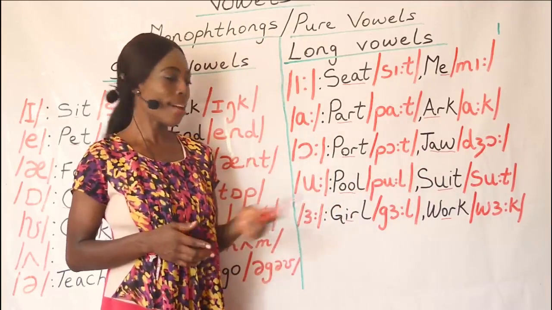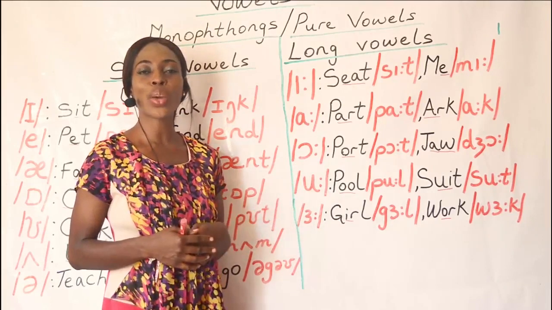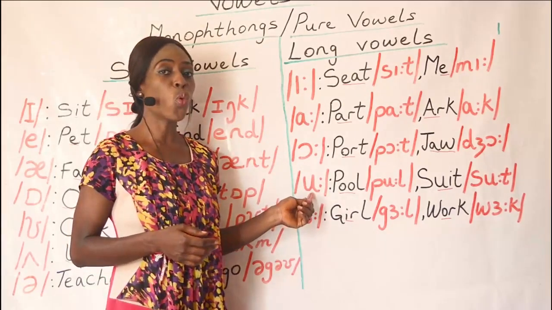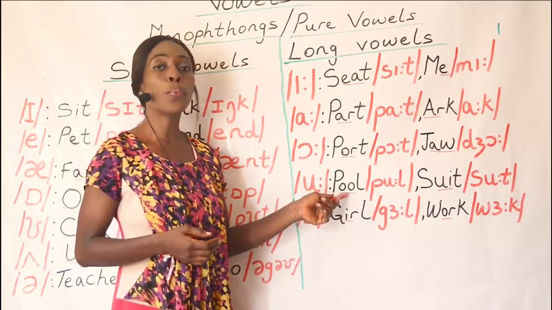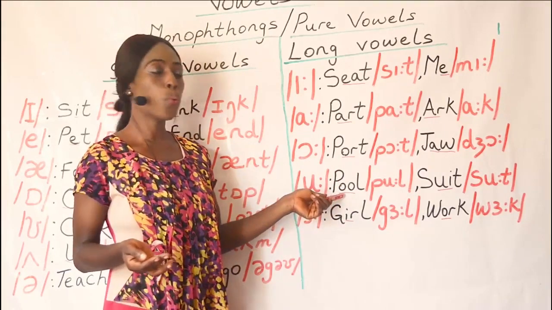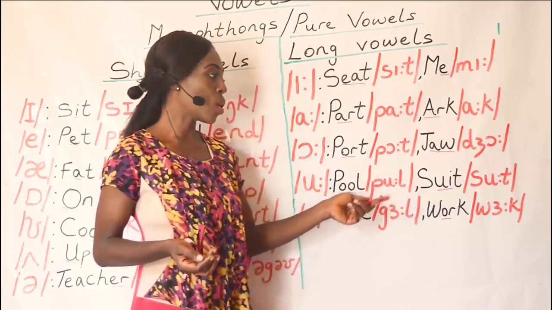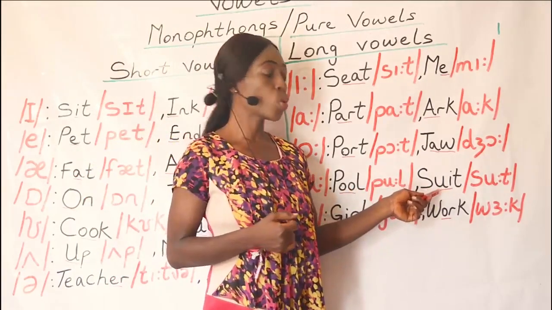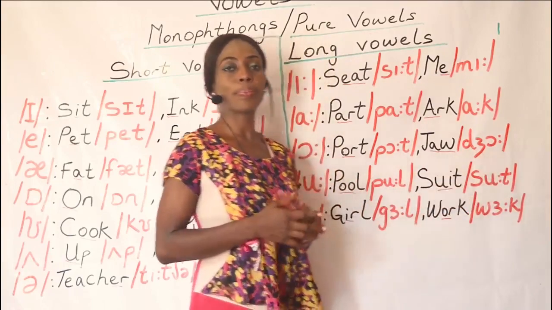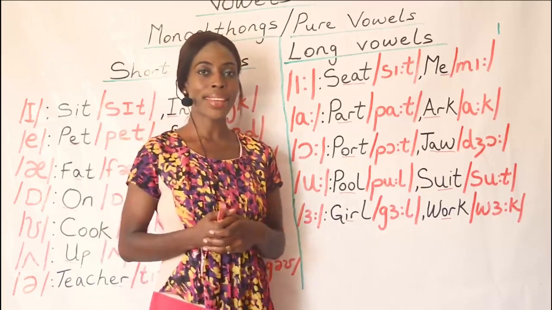The next vowel we have is ooh. Ooh, it is also produced with rounded lips. It is a long sound of letter U. We have it in pool, like a swimming pool. And also soot.